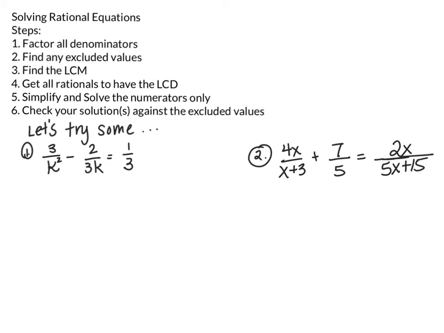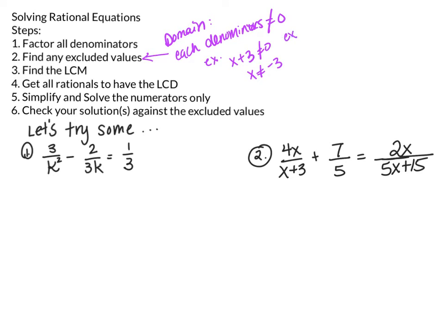The way we find an excluded value is by finding our domain. It's been a long time since we talked about domain, but all that means is we want to set each of the denominators equal to 0. What we're saying is that they cannot be that number. So if we have a denominator that's x plus 3, we'd set that equal to 0 and say, hey, it cannot be that number. So x cannot be negative 3.